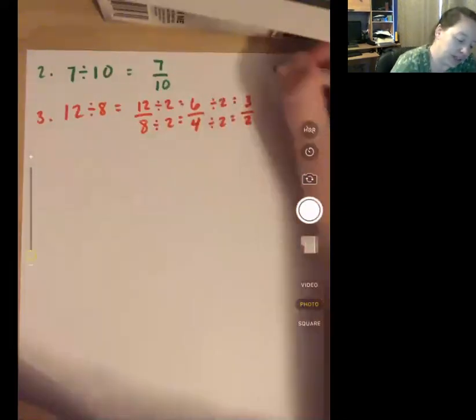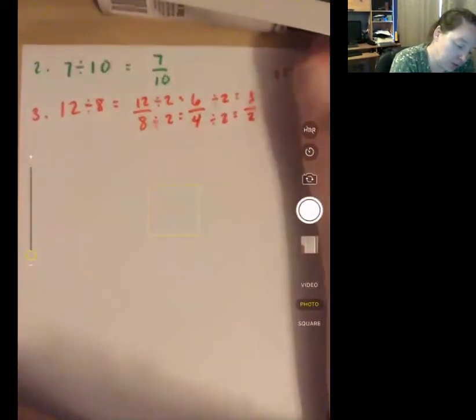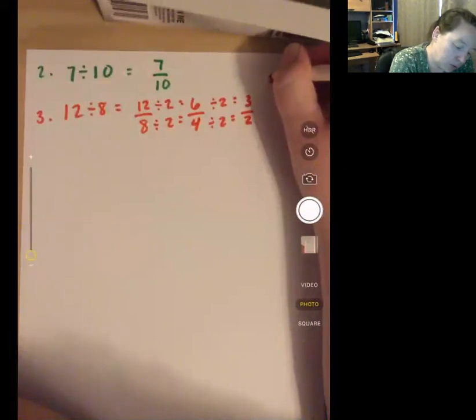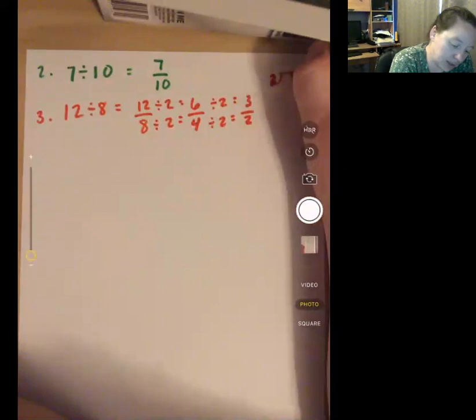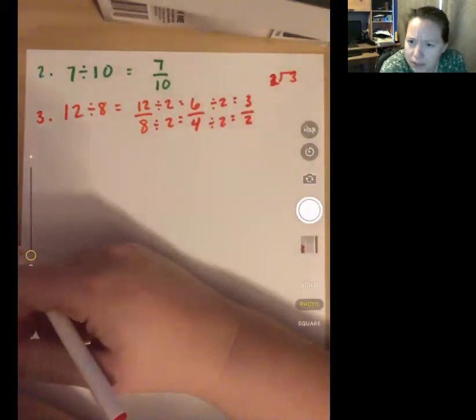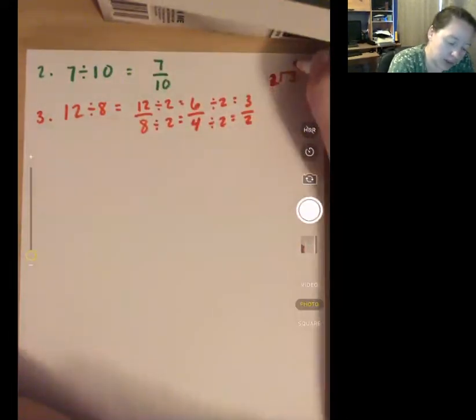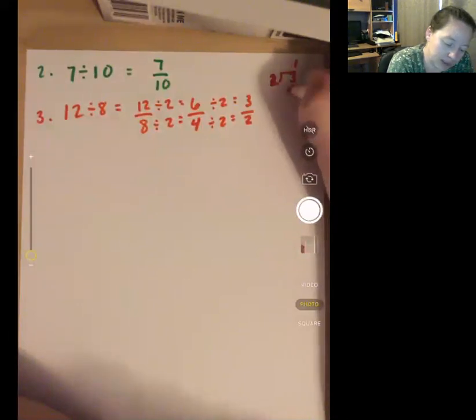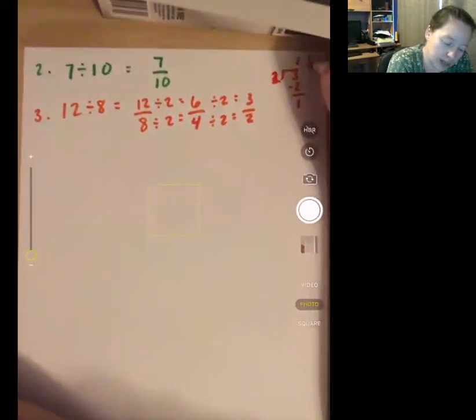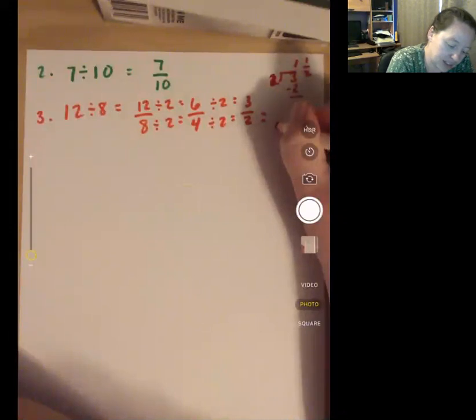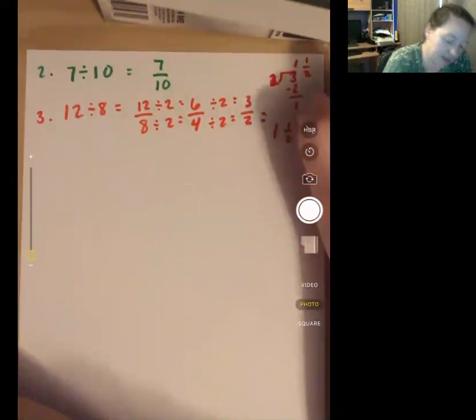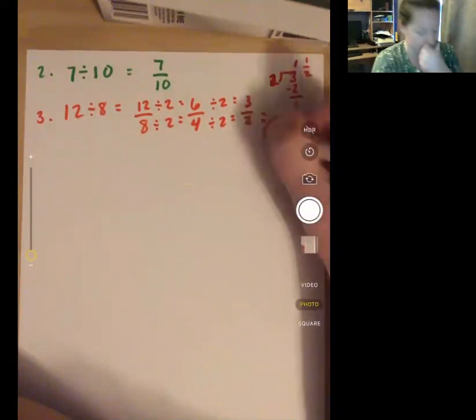I'm going to come over here, do 2 into 3. 2 goes into 3 one time. 3 minus 2 is 1, so 1/2. So 3 halves is equal to 1 1/2, and that is our final answer.